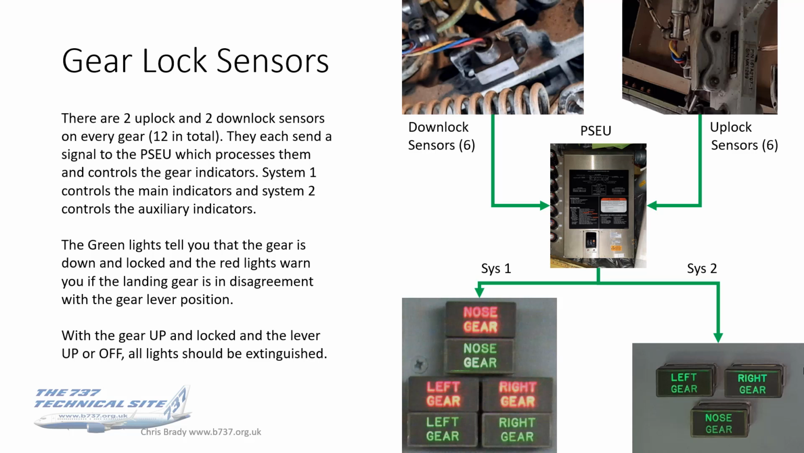But take it from me and Boeing, if you've got green lights, you're okay, you're safe. The gear is down and locked. Almost doesn't matter what the red lights are doing. With the gear up and unlocked, the gear lever and the lever up and off, all lights should of course be extinguished.